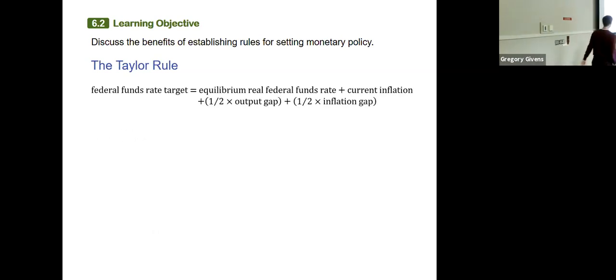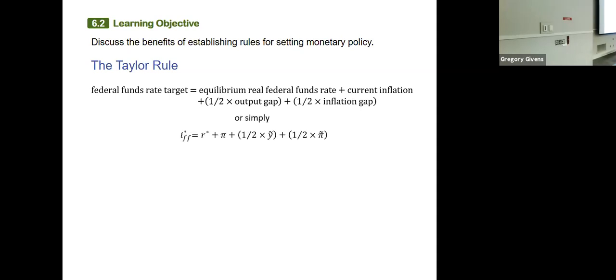And here's what the Taylor rule is. The Taylor rule is basically a prescription for how monetary policy actually is and should be set by the Federal Reserve, that kind of simplifies all of the complicated factors that go into the policy making process. So what John Taylor argued was that the federal funds rate target should be equal to the equilibrium funds rate plus the current inflation rate plus 1/2 times the output gap plus 1/2 times the inflation gap.